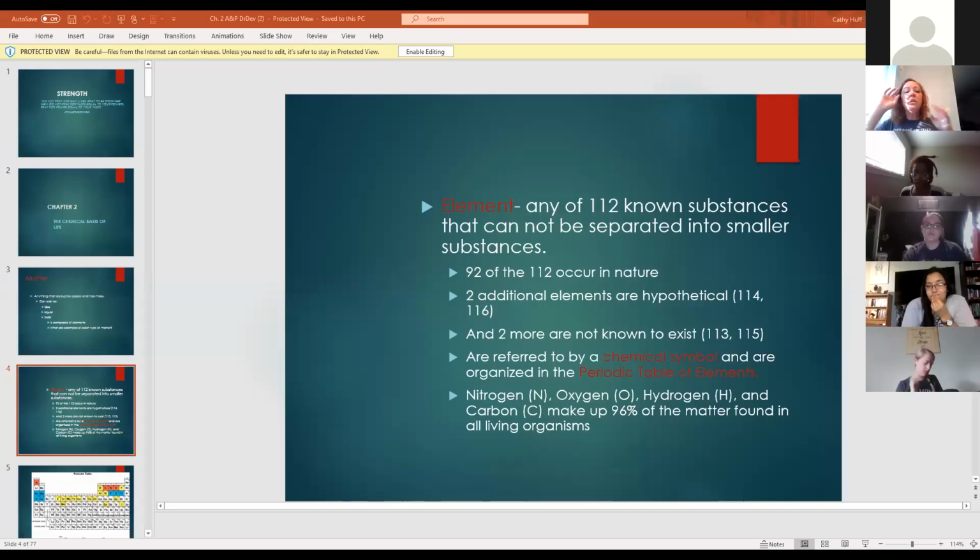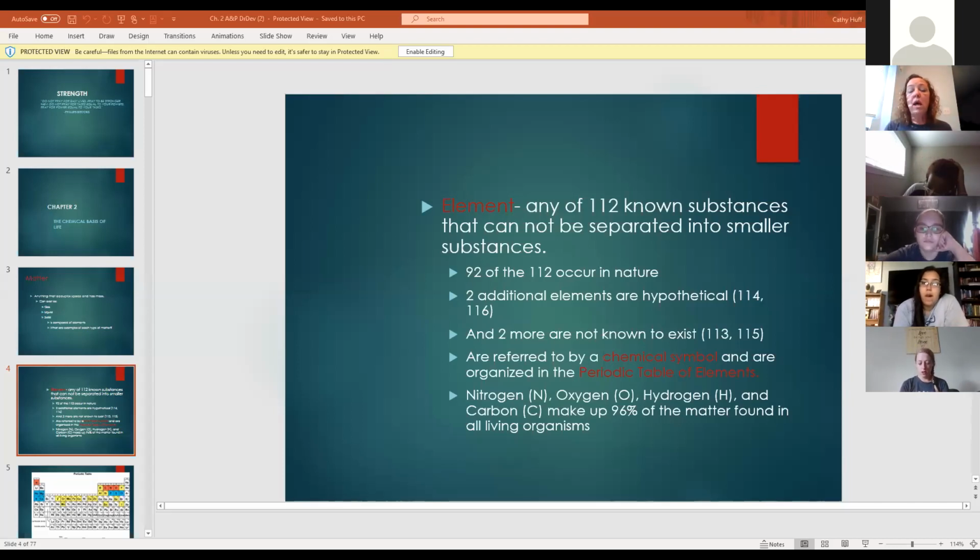All right, so yesterday we started talking about all things matter and atoms related. So we know there are four major elements that are required for all life, at least life as we know it. I mean, if we're some sort of weird alien, this might not be true, but for life as we know it, there are four major elements that we need: nitrogen, oxygen, hydrogen, and carbon.